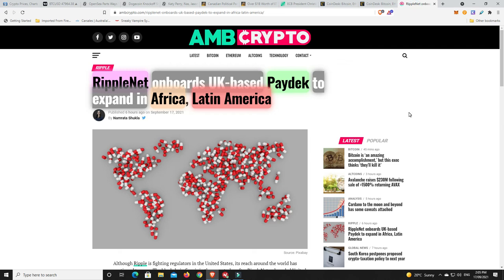Right, last but not least, RippleNet onboards UK-based Paydeck to expand in Africa and Latin America. So even though there's all this SEC stuff still going on, Ripple are out there. They're building networks, expanding into other countries. It's hard to see that anything really happens to Ripple. They probably get a slap on the wrist at worst, and then that's it. They are off to the races. I really do think RippleNet will be used. There's a lot of people that do it, particularly when you watch a lot of those Ripple videos. I mean, they say some stuff, and some of it seems completely outlandish, but the way they deliver it makes you kind of believe sometimes, depending on who you're watching.